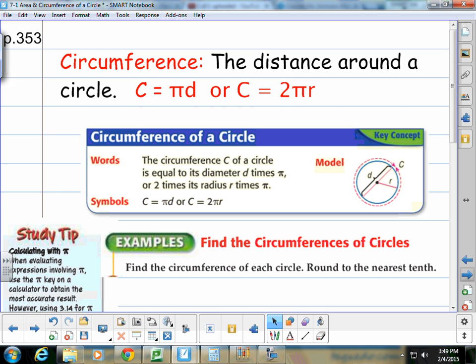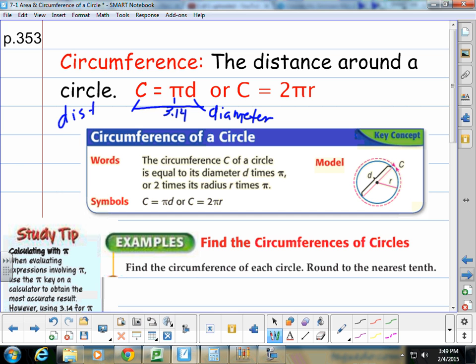So circumference is the distance around a circle. You can use circumference equals pi times diameter. You have to know what these mean. Again, pi is 3.14. The d is for the diameter, the distance across a circle. And circumference is the distance all the way around. This is kind of a mess, so don't write that if you don't want to.